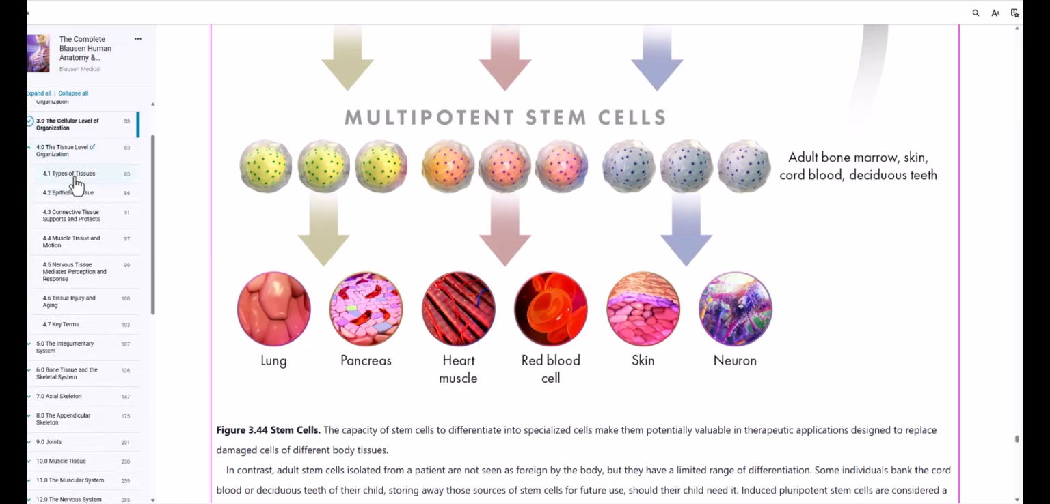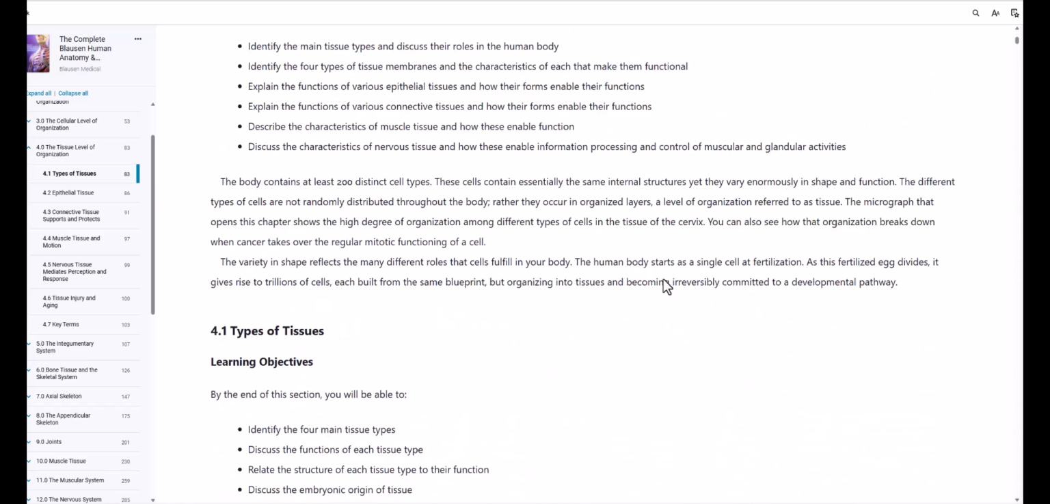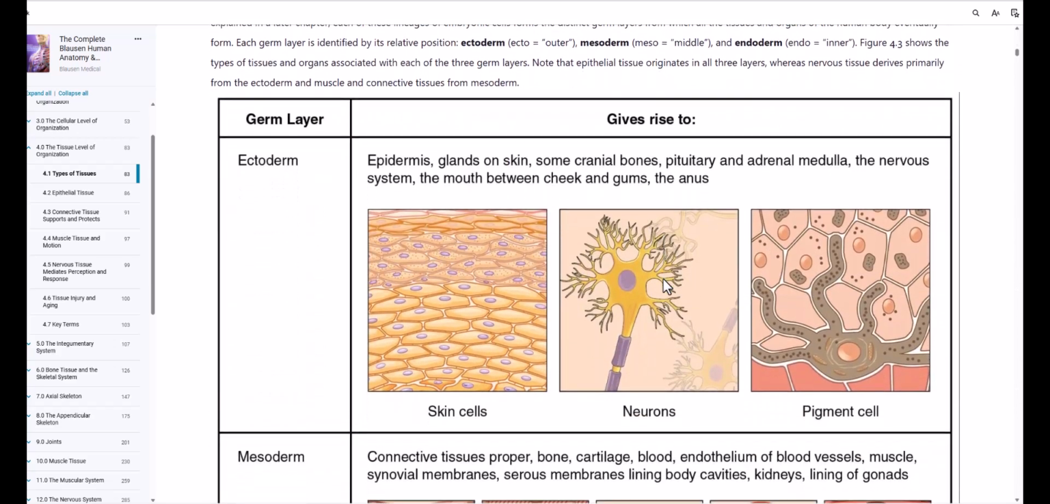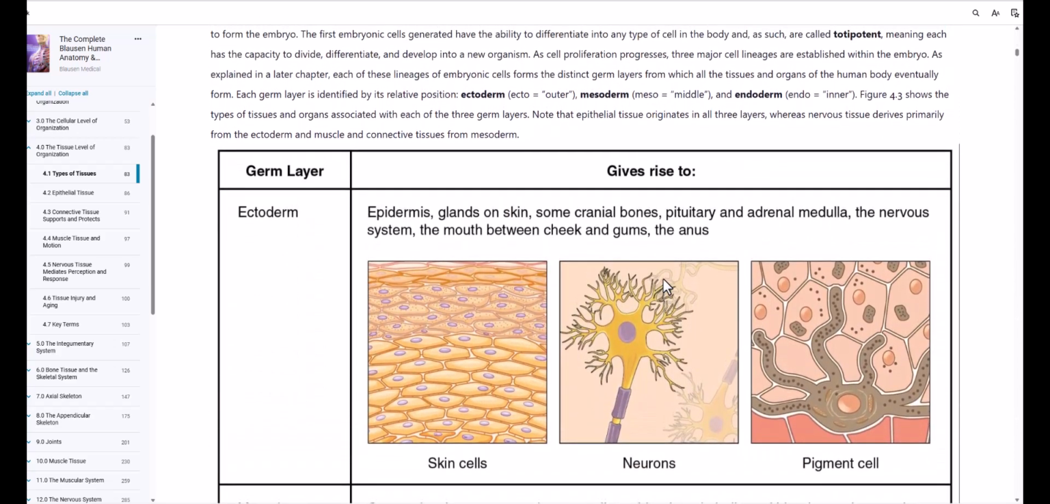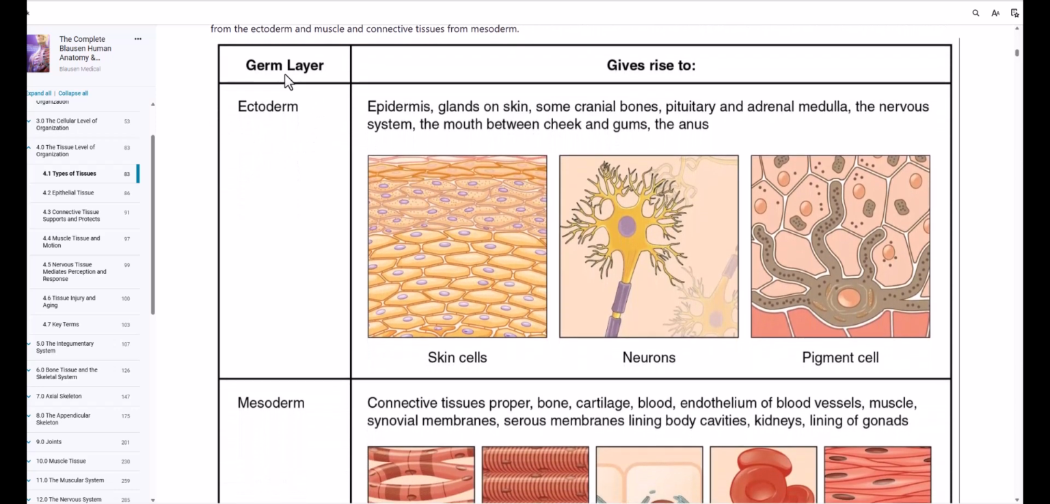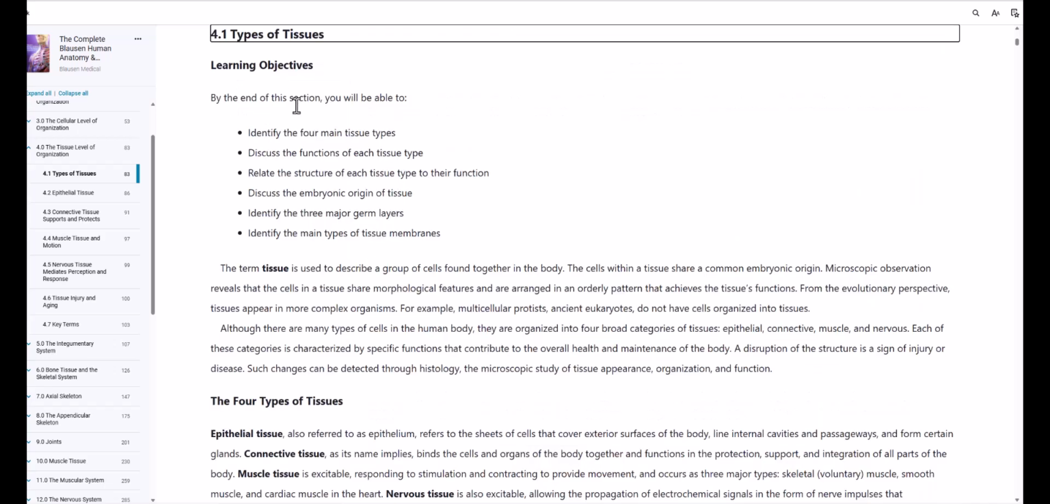And now let's continue back to chapter 4 and look at this diagram a little more completely. So we have these three layers, and here is what I want you to know. The ectoderm, the outer layer of the early embryo, will go on.